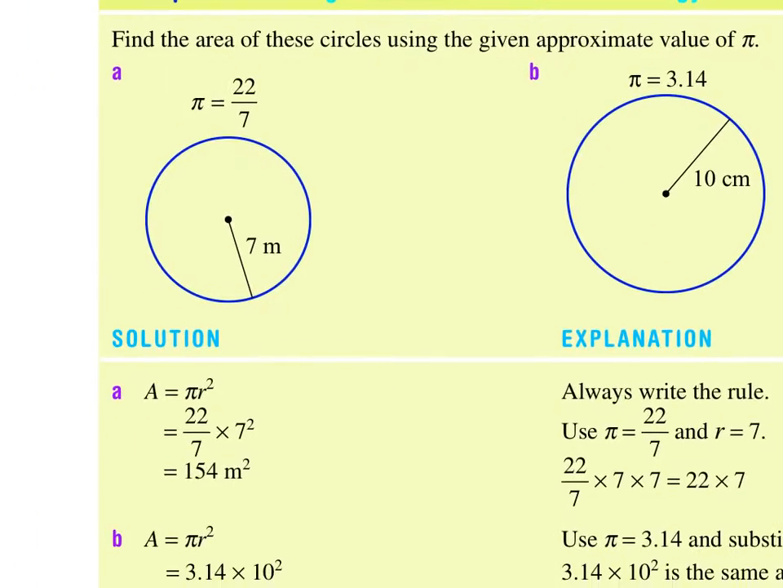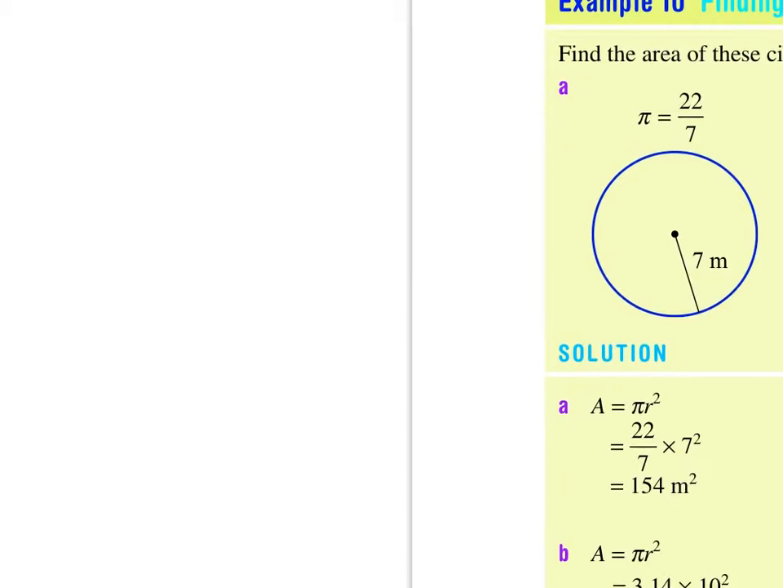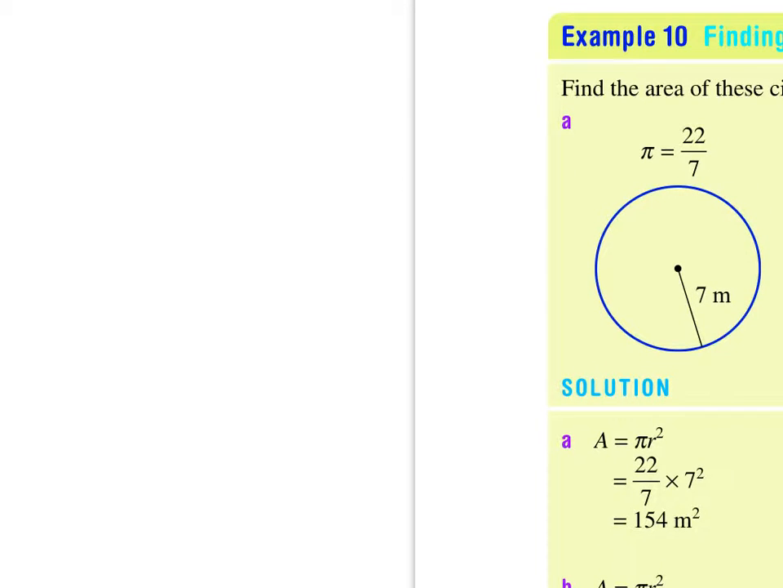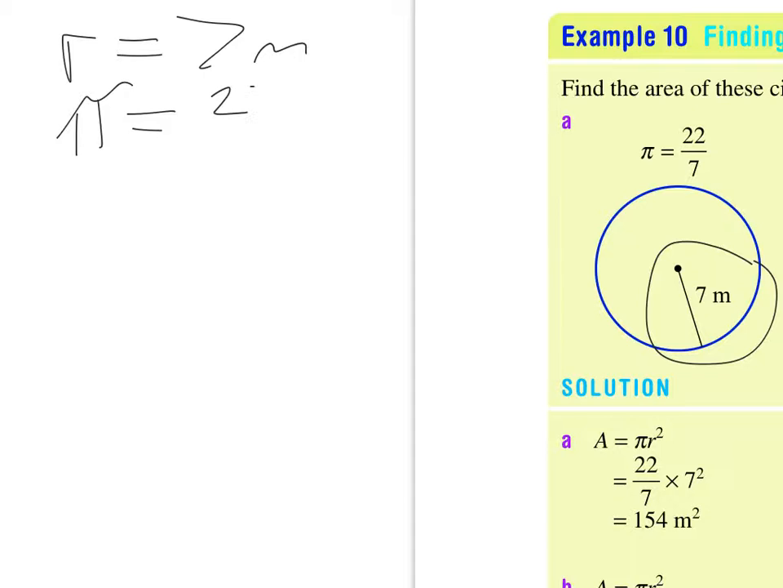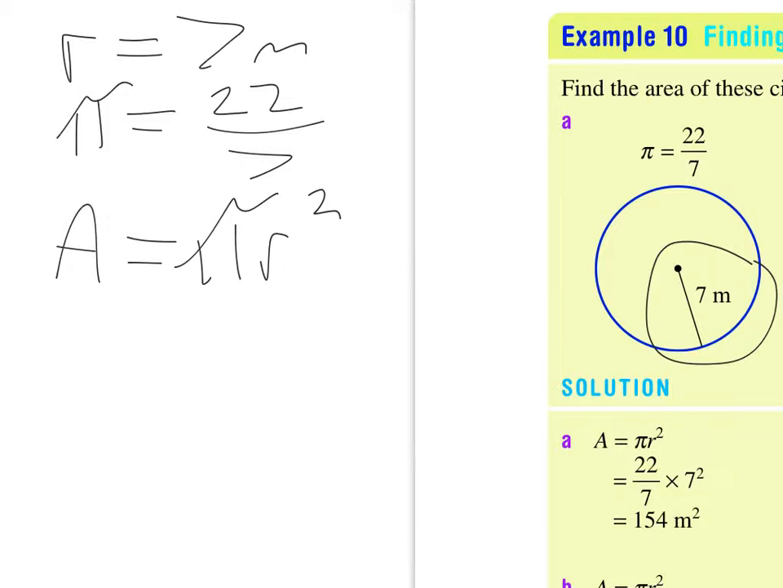Alright, here we go. So let's look at the first one. I'll whack it over on the right here. So, we know that our radius is 7 meters. Without even looking at the question, let's start to identify what we've got. So we've got 7 meters. We know that pi is going to equal 22 over 7. What else do we know? That's pretty much it. We know that we have the equation area of a circle is pi r squared. So my question to you is, do we have everything we need to solve this equation?